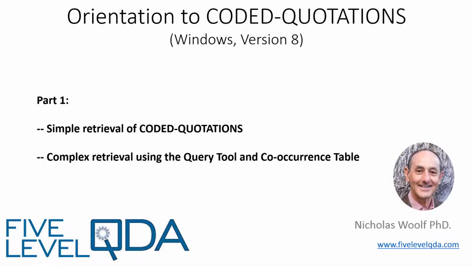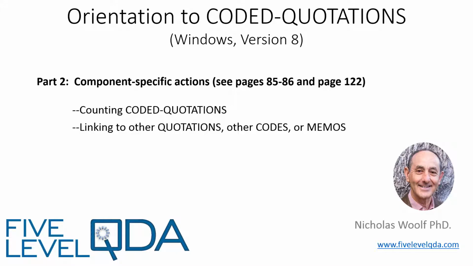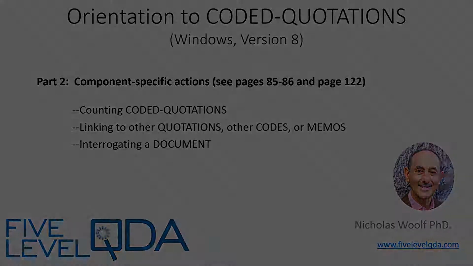In Part 1, we demonstrated simple retrieval of coded quotations and also more complex retrieval using the query tool and the co-occurrence table. In Part 2, we continue with the remaining actions specific to coded quotations, which are counting coded quotations, linking them to other components, and finally, using coded quotations to interrogate a whole document.